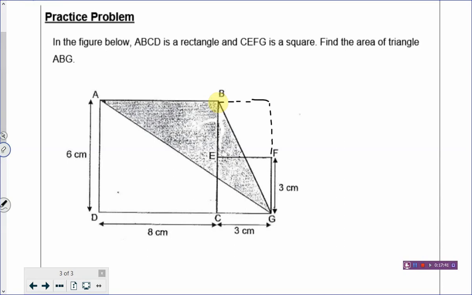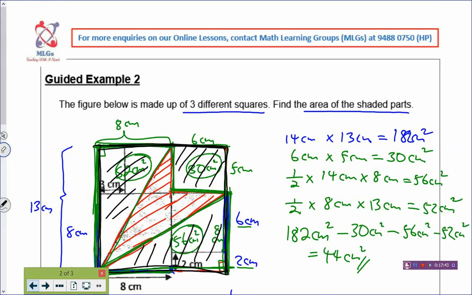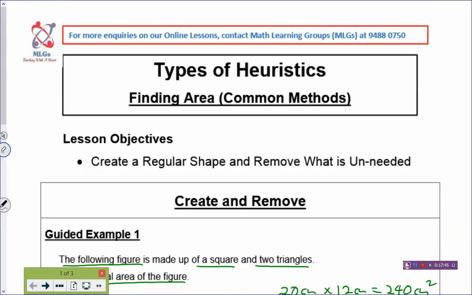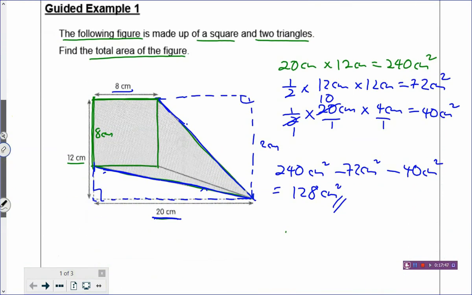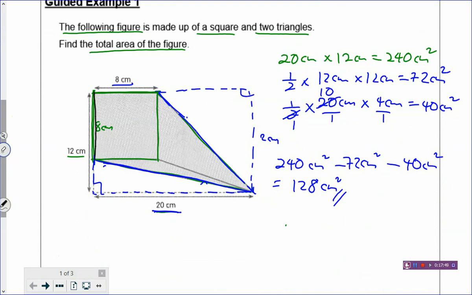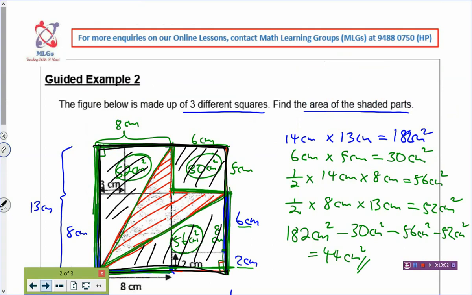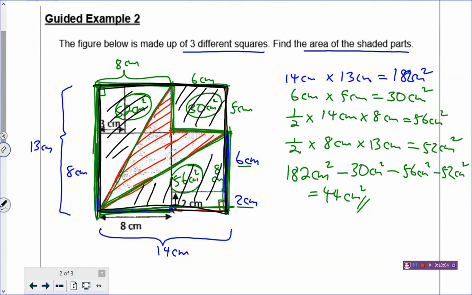Okay, now why? If you look at example 1 and 2, can you see that the shaded part that you're asked to find is not regular? It is an irregular shape. And that's why you have to apply methods when you see irregular shapes. And if you look at example 2, it is also an irregular shape. You're asked to find the area of this irregular shape, so you have to apply methods.